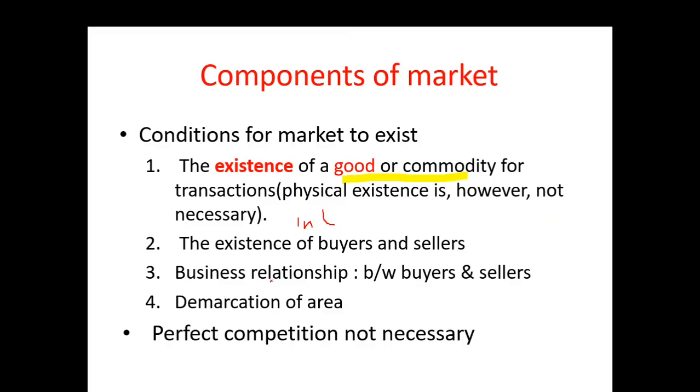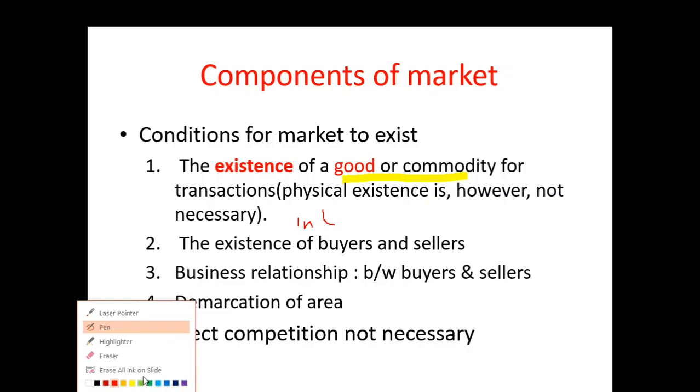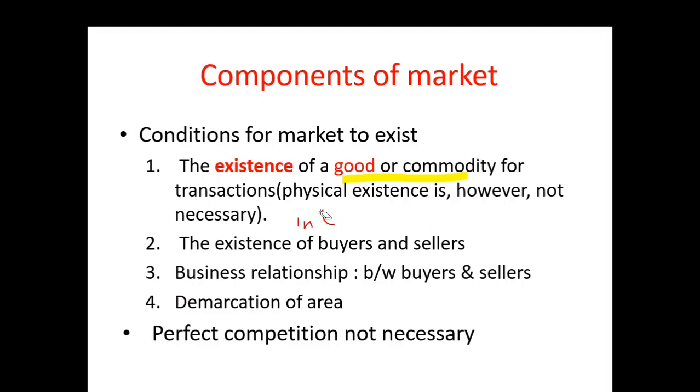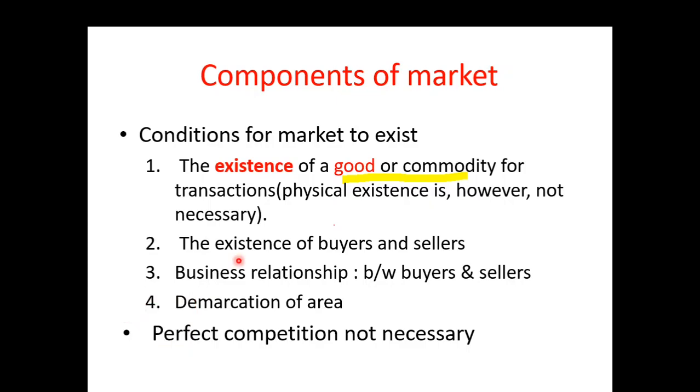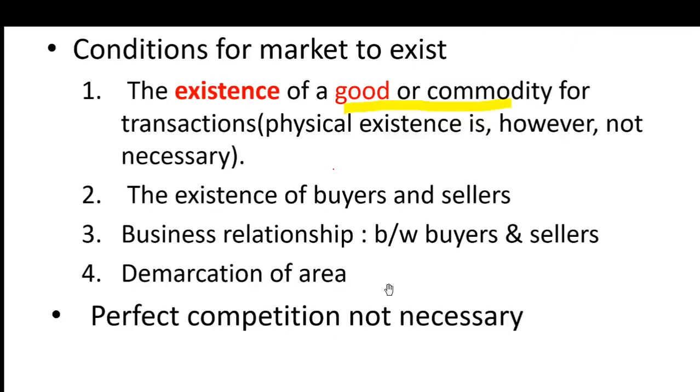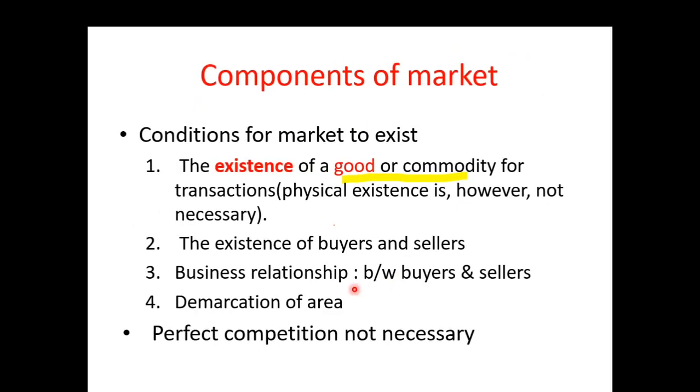Then there should obviously be the existence of buyers and sellers. And there should be some type of relationship between the buyers and sellers. Okay, the sellers and buyers are in some type of relationship. And there should be a demarcation of area, that is, this area is for the market.